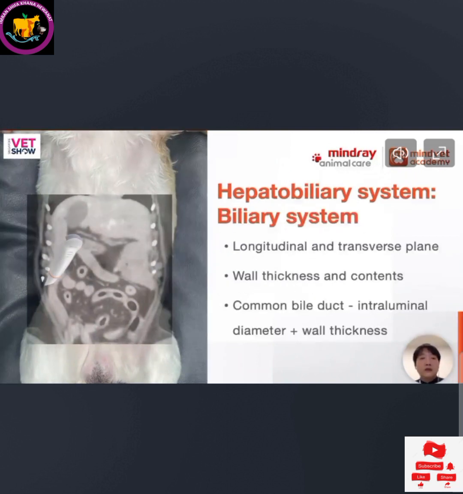For the biliary system, the gallbladder is located in the right cranial abdomen. The wall should be evaluated as well as the appearance of the gallbladder contents. When visible, the intrahepatic biliary duct, cystic duct, and common bile duct should be evaluated, and the wall thickness and intraluminal diameter should be measured.